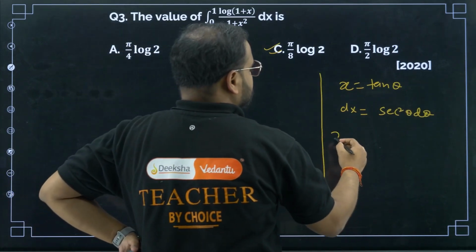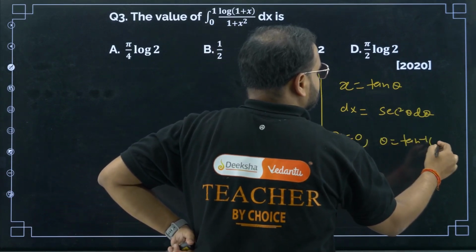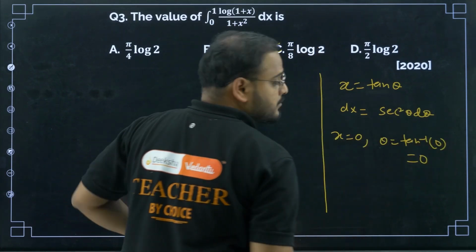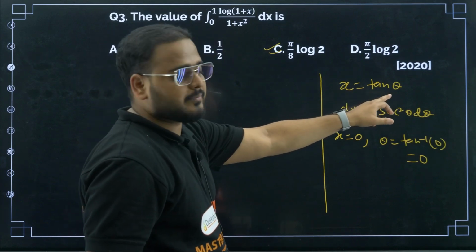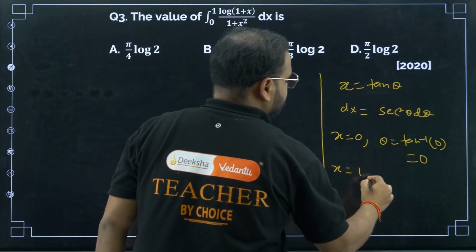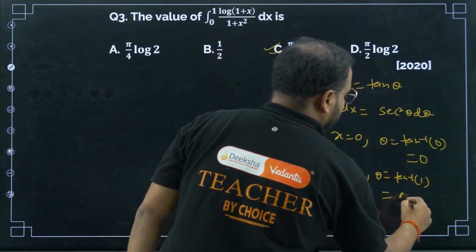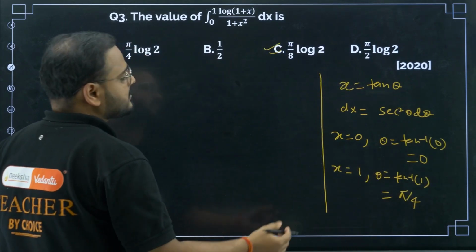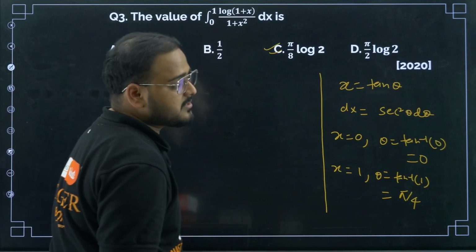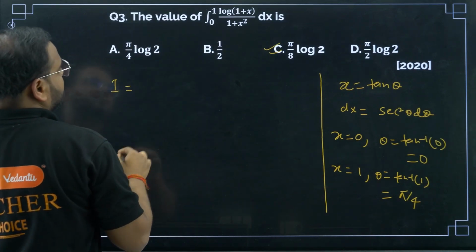When x is 0, theta is what? Tan inverse of 0, how much is that? 0. How come, sir? x is tan theta, which means theta is tan inverse of x. Tan inverse of 0 is 0. When x is 1, theta is tan inverse of 1. How much is that? Pi by 4. So I have the integral, the limits, and the substitution. Let's use it.